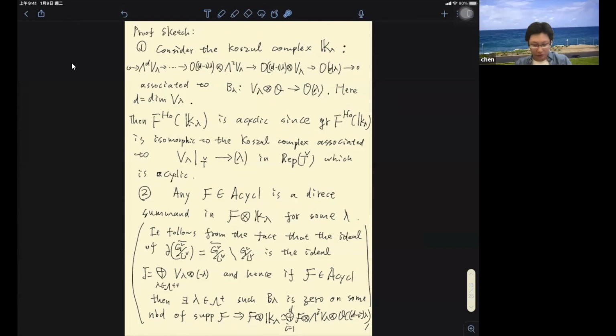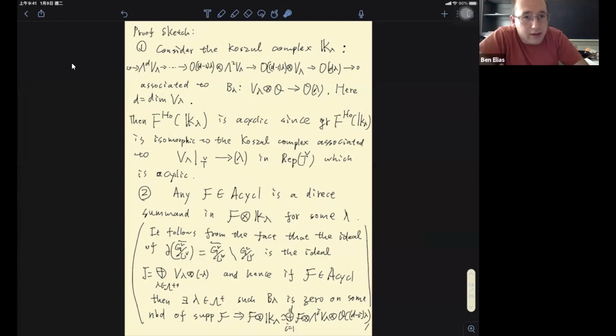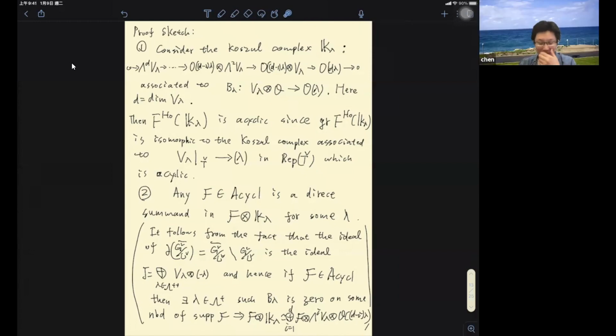Basically, you want to restrict this Koszul complex to representations of T check, just look at the weight space. Yes, if you restrict to representations of T check, is what I'm asking, basically. And what is your question? Then you can form the complex. It's very interesting.